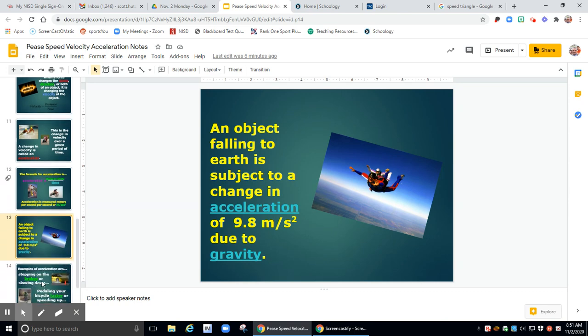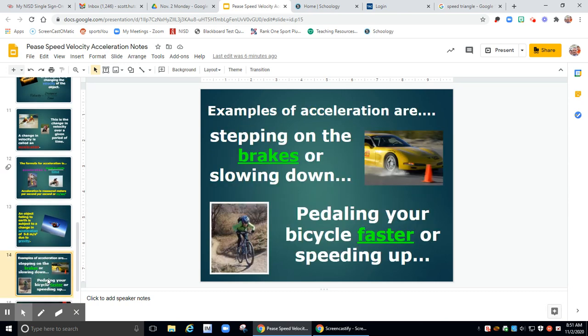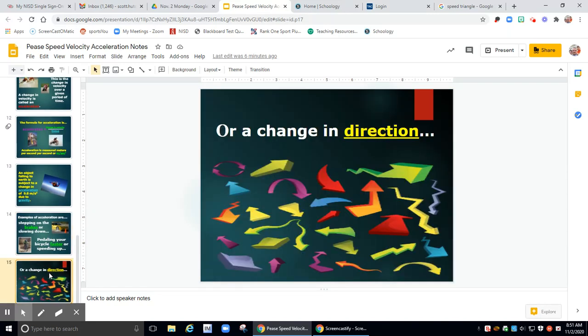Okay? So some examples of acceleration are stepping on the brakes or slowing down, or pedaling your bicycle faster or speeding up, or any change in direction. So acceleration can be a change in speed or a change in direction. All right, guys, hopefully this answers some questions and gives you a good jumping off point for understanding the differences between speed, velocity, and acceleration.